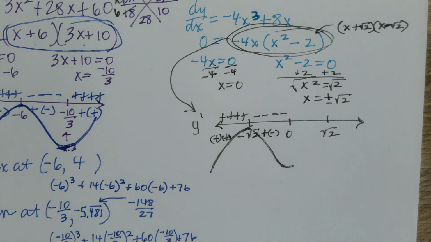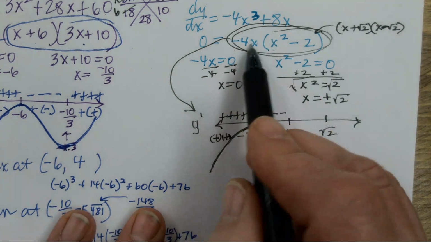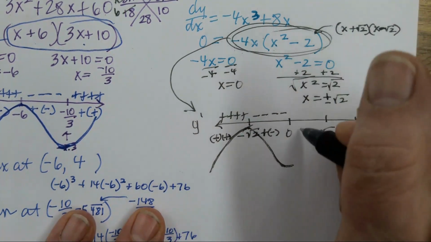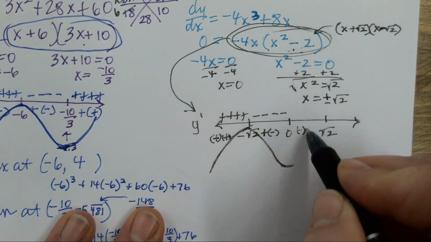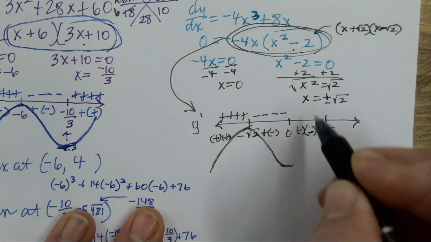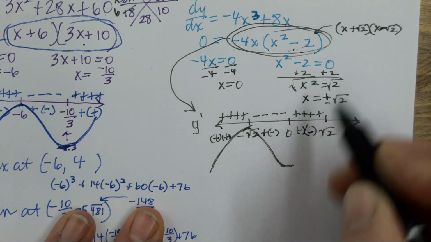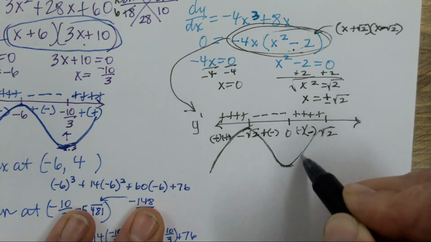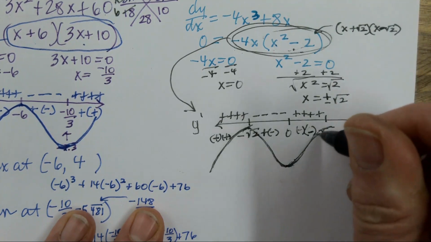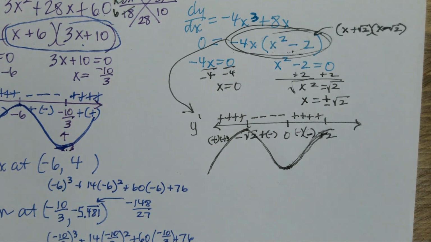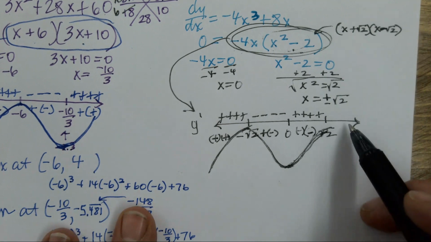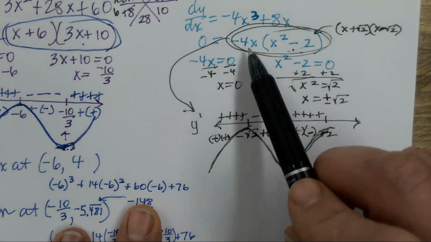And now I need to check to the right of 0. 1. Negative, positive region. I'm increasing up to the square root of 2. And then I'll pick something to the right of the square root of 2. 3, great. Again, it can be any number. It could be 100 if you felt like doing that math. So I put 3 in here.